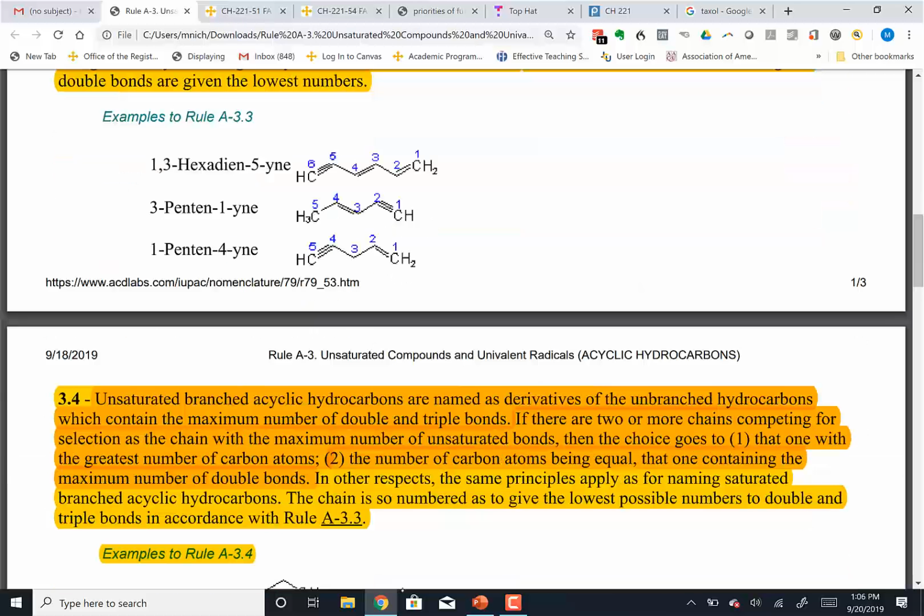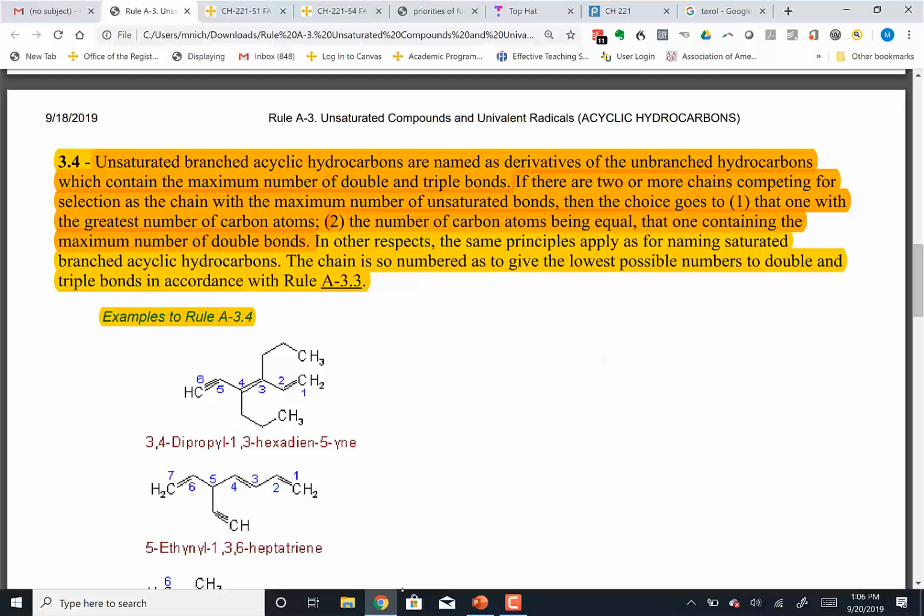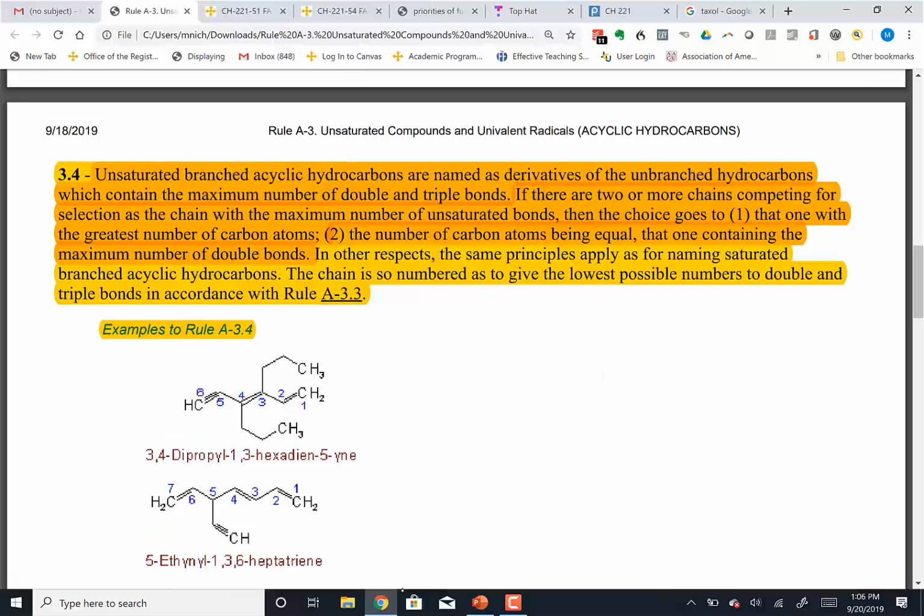And then there are some other rules here. For instance, what if you can't draw a continuous chain and include all the double or triple bonds? Then there are tiebreakers for that. If you can go in two different chains and have the same number of double bonds, it's the longest chain. Otherwise, you're trying to include the maximum number of double or triple bonds in the chain. We're not going to go down that level of detail, but it's here if it's needed.